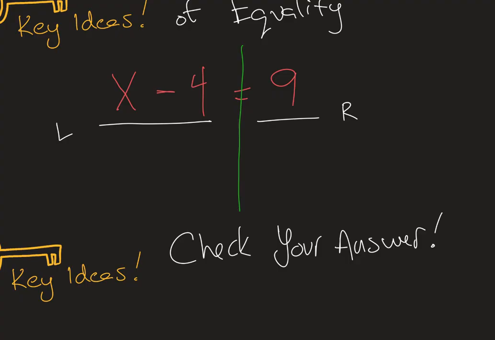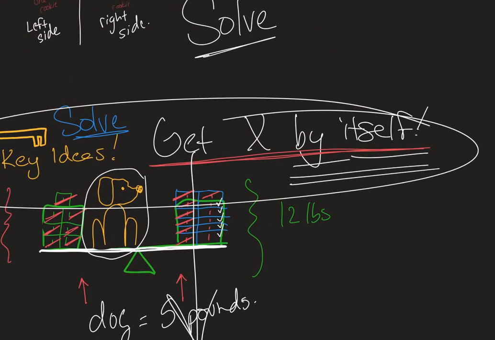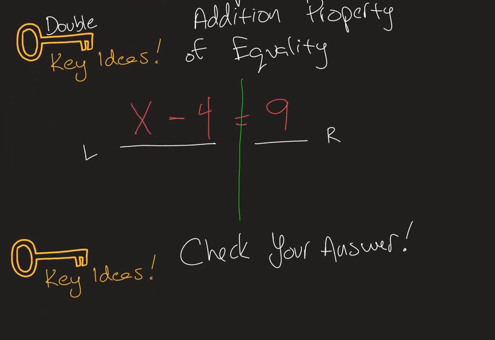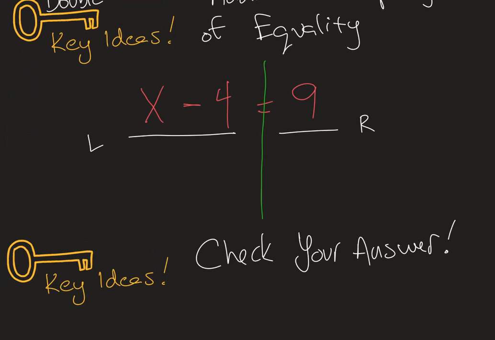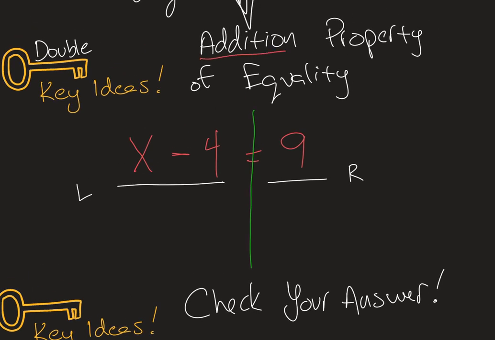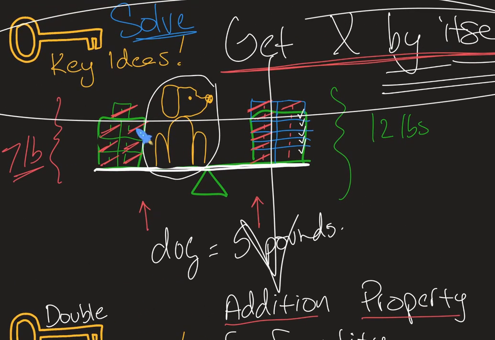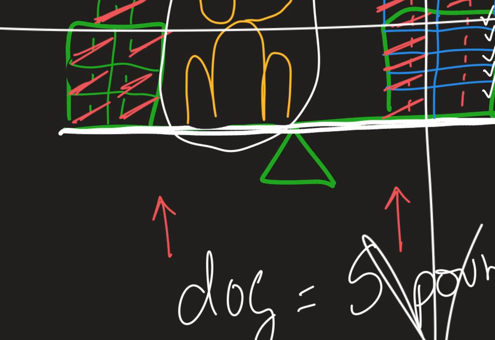What's happening is we want to get x by itself, yeah? We want to isolate the dog so that we know exactly how much it weighs. So if we are going to do the addition property of equality, we're going to add 4 to both sides. Why this might feel a little strange is that when it comes to a seesaw, you've never experienced negative weight, right?